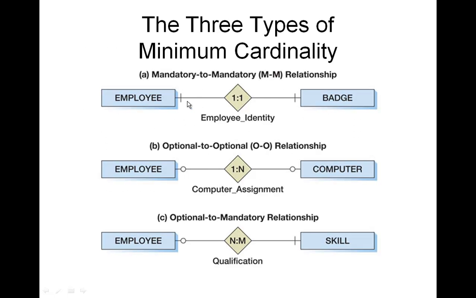One-to-one, mandatory to mandatory. So the one-to-one represents the maximum cardinality, while the dashes here represent the minimum cardinality, which is mandatory to mandatory representation or relationship. We have here the oval, and that represents optional to optional relationship. The third situation is optional to mandatory, and we see on this side the oval, while on this side the dash line or mark.